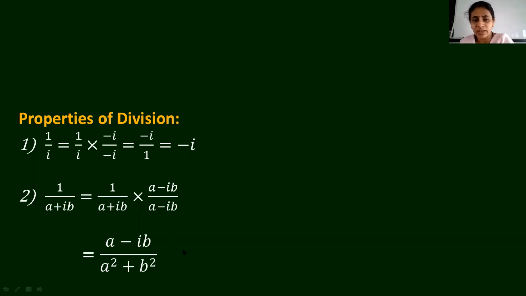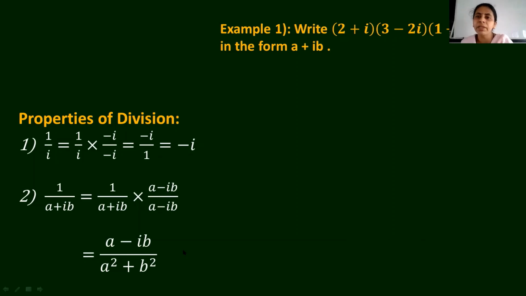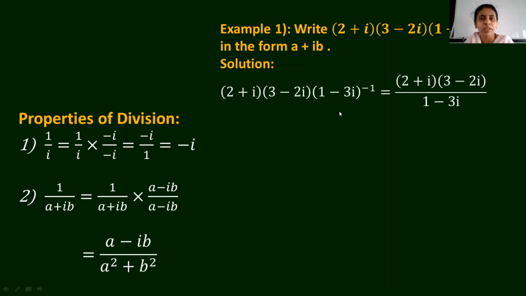Now we see one example, and that example is (2 plus i) into (3 minus 2i) into (1 minus 3i) inverse, in the form of a plus ib. Here we have to write the given expression in the form of a plus ib. So we will simplify the given expression as (2 plus i) into (3 minus 2i) into (1 minus 3i) raised to minus 1, which means (2 plus i) into (3 minus 2i) upon (1 minus 3i).